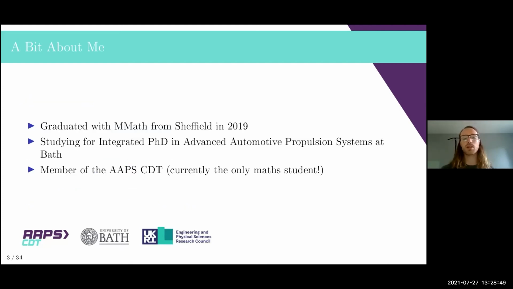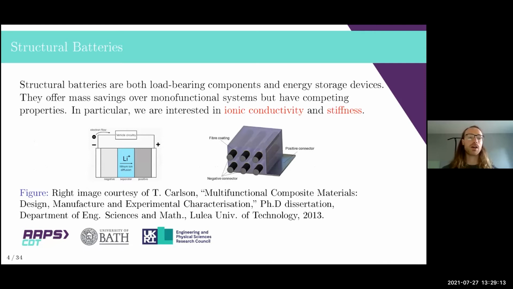So first of all, about me. I graduated from the University of Sheffield in 2019 with an M.Math, and I'm now studying for an integrated PhD in advanced automotive propulsion systems at the University of Bath. I'm doing that as part of the Advanced Automotive Propulsion Systems Centre for Doctoral Training, and I'm currently the only math student, so I'll say a bit at the end of the presentation if there's time to try and encourage more people to come along. But that's enough about me for now. We'll go into the actual problem.